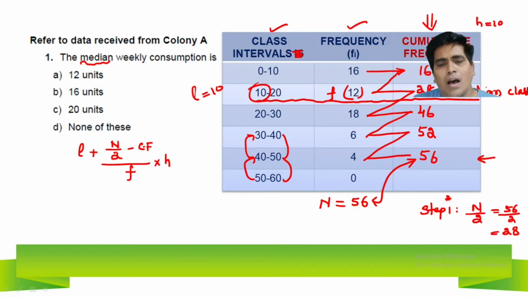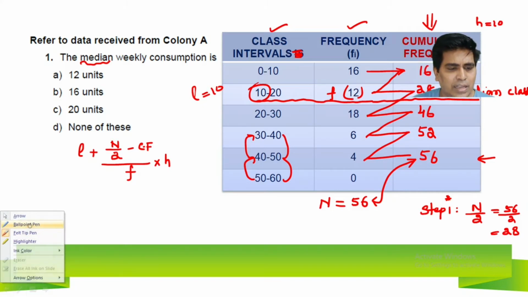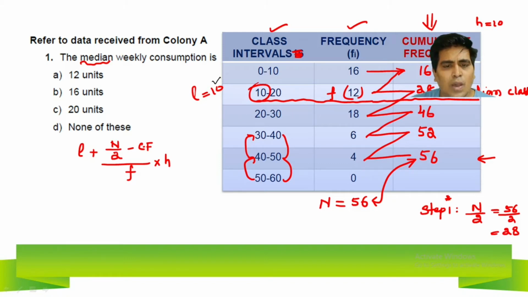So I got all the values here. Once again, L is 10, frequency is 12, class length is 10, cumulative frequency is 16. These values you have to put in this formula. So substitute in this: L value is 10 here.